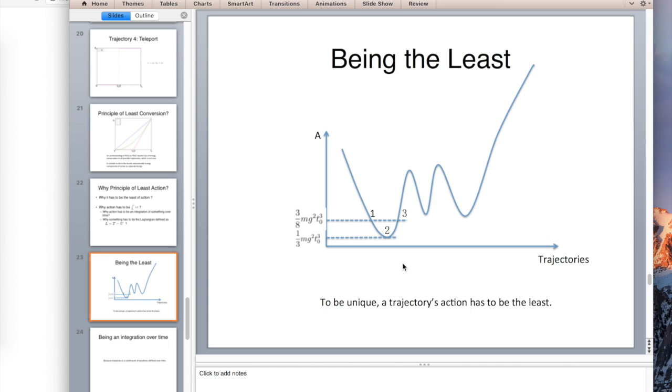So when you choose a trajectory based on its number of action, you want the trajectory to be unique. You want only one trajectory that has this number of action. So it looks like only when you choose the least of the action, the trajectory is unique. If you plot all the possible trajectories on the x-axis and the action on the y-axis, you'll probably get a curve like this. It has a single minimum, but at any other level of action, there will be more than one trajectory. So to be unique, a trajectory's action has to be the least.